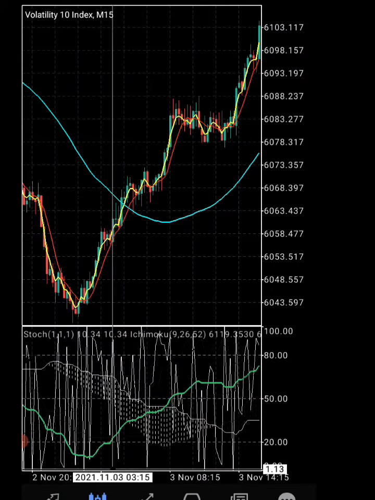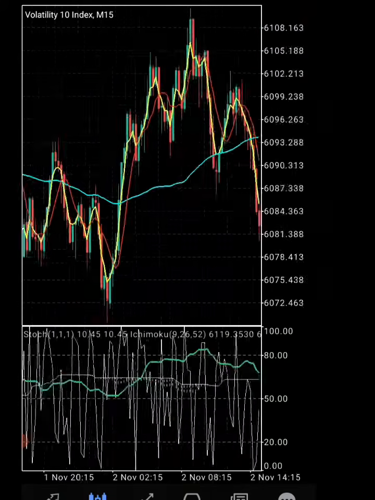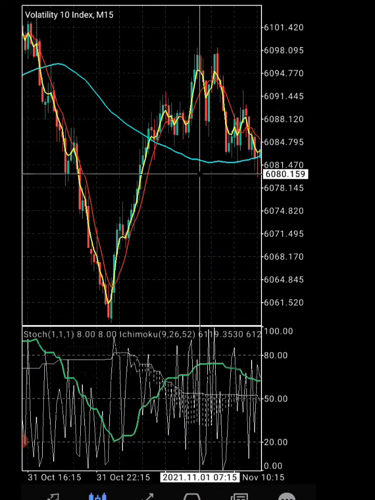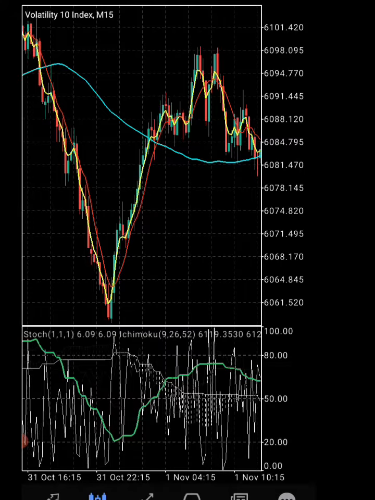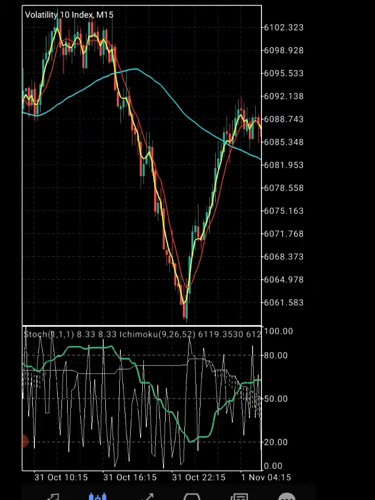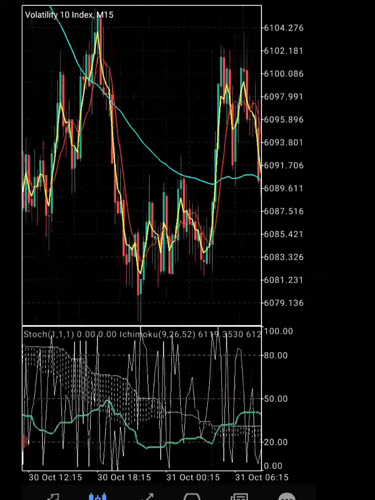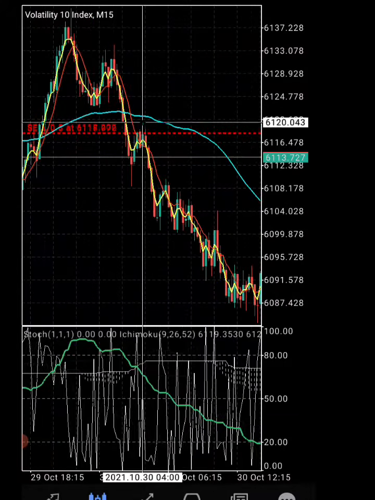It's really powerful. So you can start using this strategy to make money right now. Start using it to make money for yourself. Yeah, very profitable strategy for Volatility 10 index. Guys, I'm showing you this on a small account. You see how it works. We're using it to make profit.